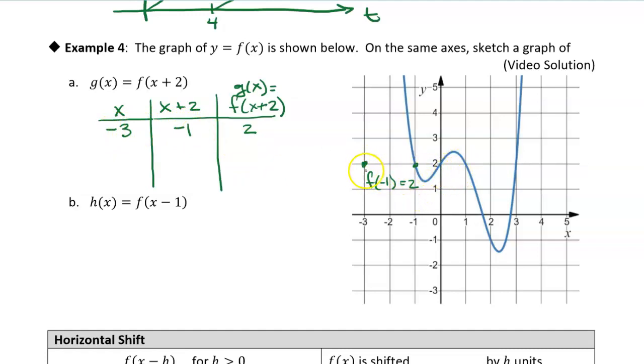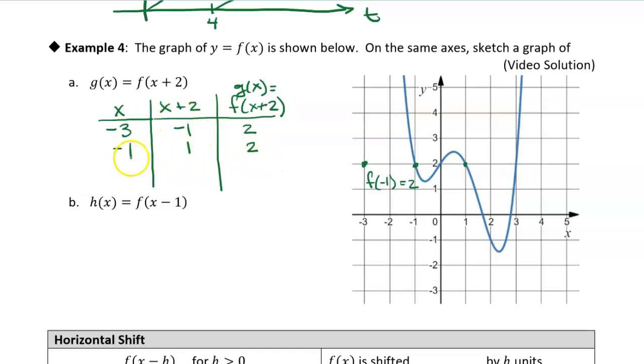Everything is just going to get shifted to the left by 2 though. So I can take the point 1, comma 2. That's another point on the graph of f of x. So what happens to that point? We want the input to the function, which is x plus 2 now, to equal 1. So what value of x gives us x plus 2 equals 1? It's just going to be -1. -1 plus 2 gives us 1.